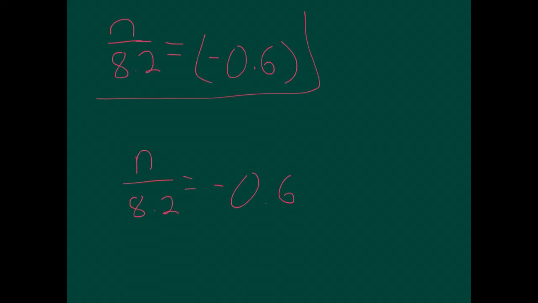The first thing I'll need to do in this problem is get n alone. So you're going to multiply by 8.2 and do the same thing on the other side.